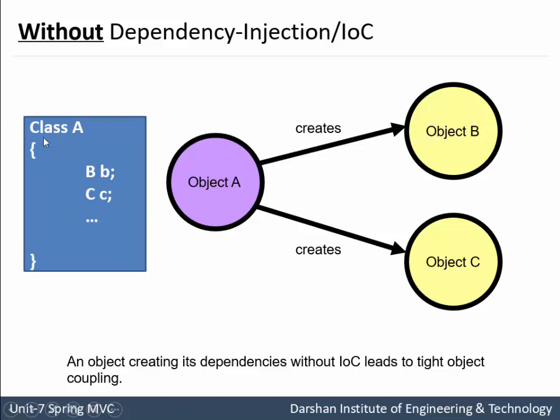This scenario is known as tight coupling, where class A will create the object of B as well as the object of C to instantiate methods as well as parameters of both the classes. An object creating its dependency without IOC leads to tight object coupling. So this is an example of tightly coupled classes.